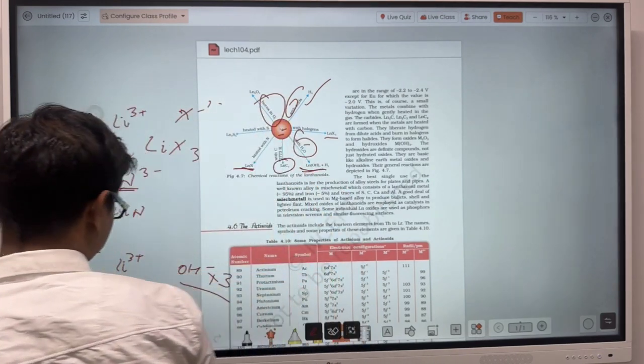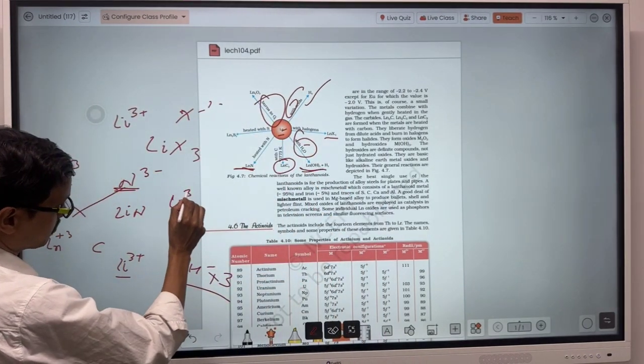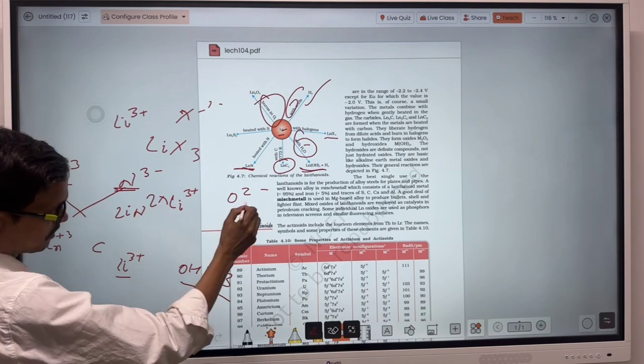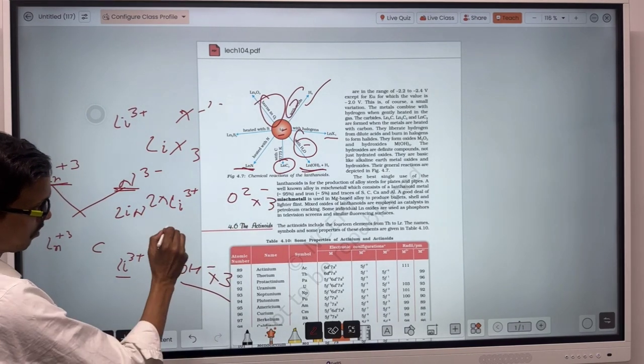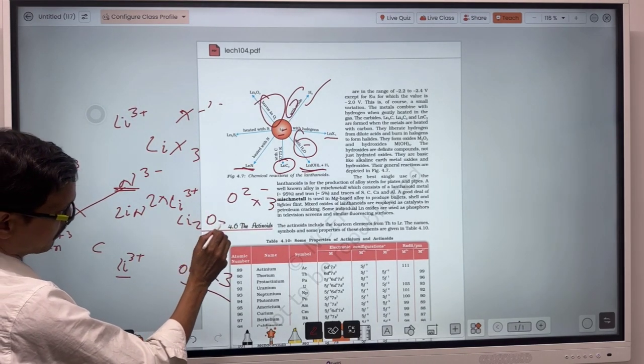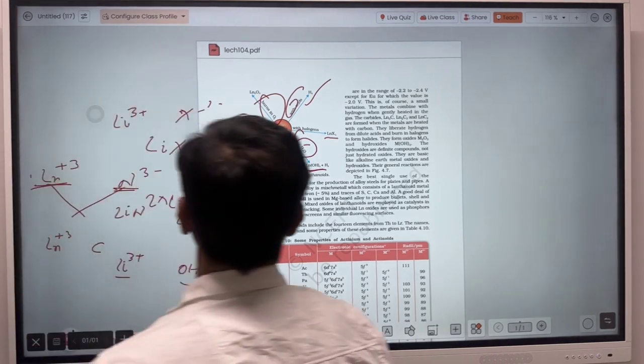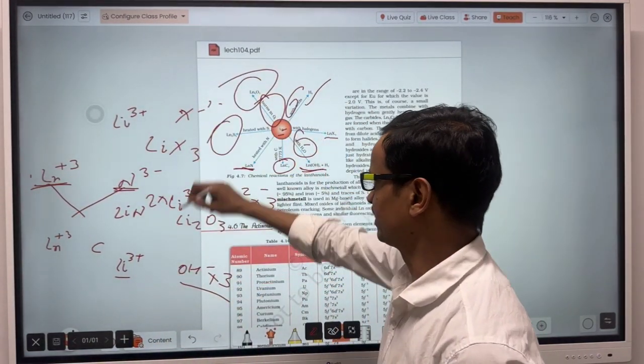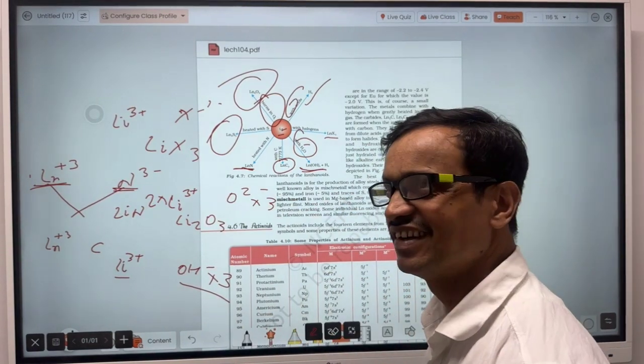When combined with oxygen, same here, lanthanoid +3 oxidation state, oxygen -2. So to balance them, the charge 2 will multiply here, 3 will multiply here. So 2 lanthanoids will combine with 3 oxygen and form Ln2O3 as the compound. Same here, Ln2S3 the compound. That is okay.